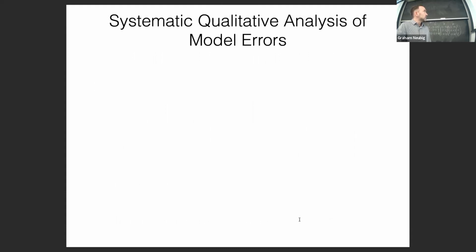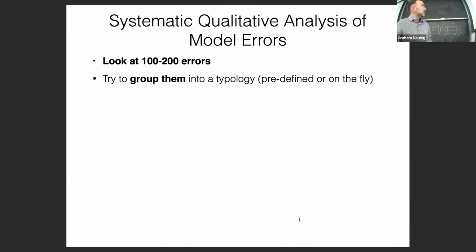So one way to do this is just by looking at lots of examples, but I like to do this in a slightly more systematic way. Specifically, what I do is I look at 100 or 200 error cases. Maybe these are cases where your model got it wrong, maybe cases where your generation score was relatively low. And you can try to group them into a typology of the different types of sentences they are, or other things like this.